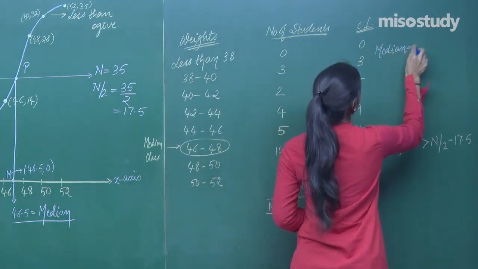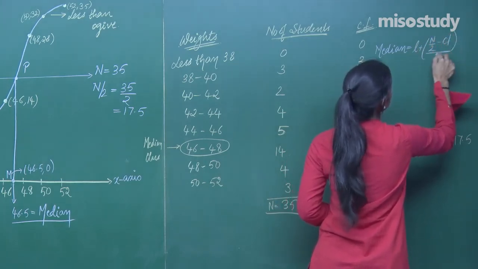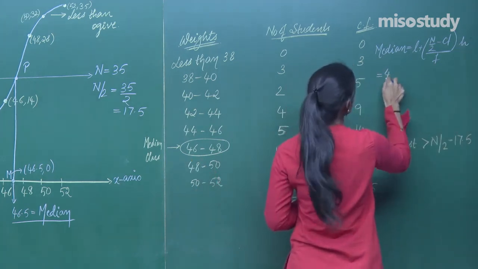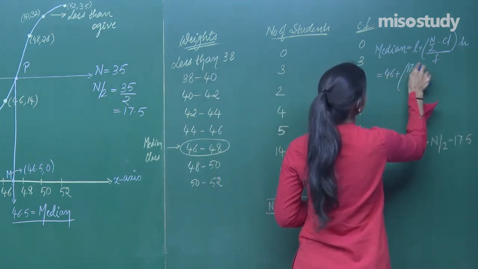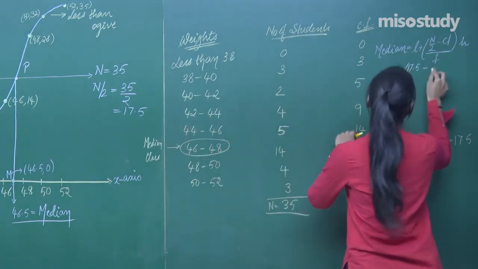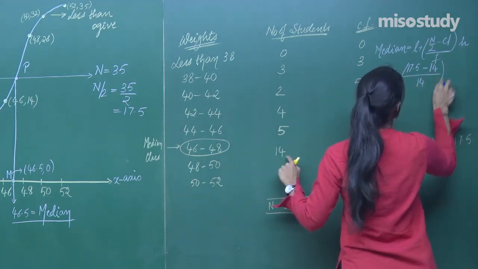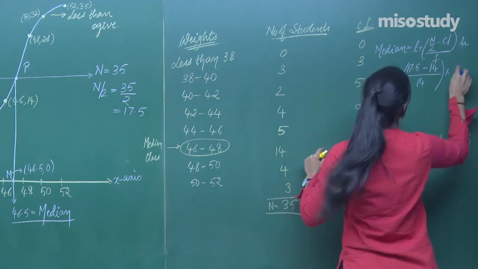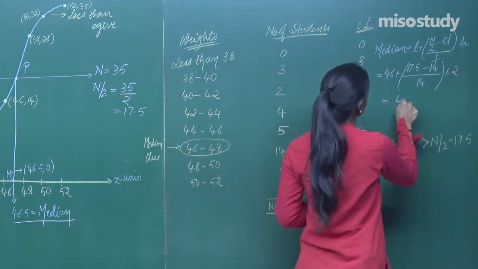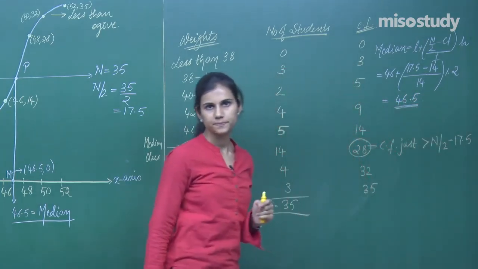It is L plus N by 2 minus CF whole upon F into H. L is the lower limit of the median class, which is 46. N by 2 is 17.5 minus cumulative frequency of the class preceding the median class, which is 14, upon frequency of the median class, which is again 14, into H. H is 2. This, when you evaluate, will come out to be 46.5 again. You can check it out.